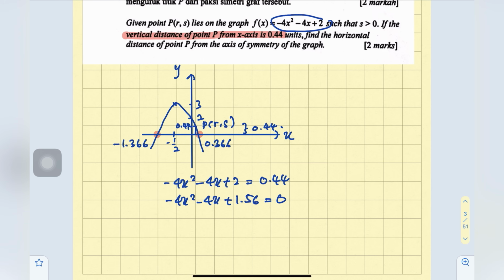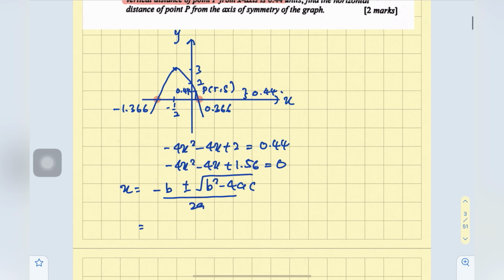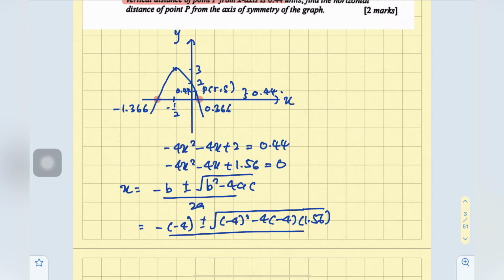Quadratic equation in general form, so we can find x. This one is easy, we just use the formula. Negative b plus minus square root of b squared minus 4ac, over 2a, like before. So we find: negative 4 plus minus the square root of negative 4 squared minus 4 times negative 4 times 1.56, over 2 times negative 4.